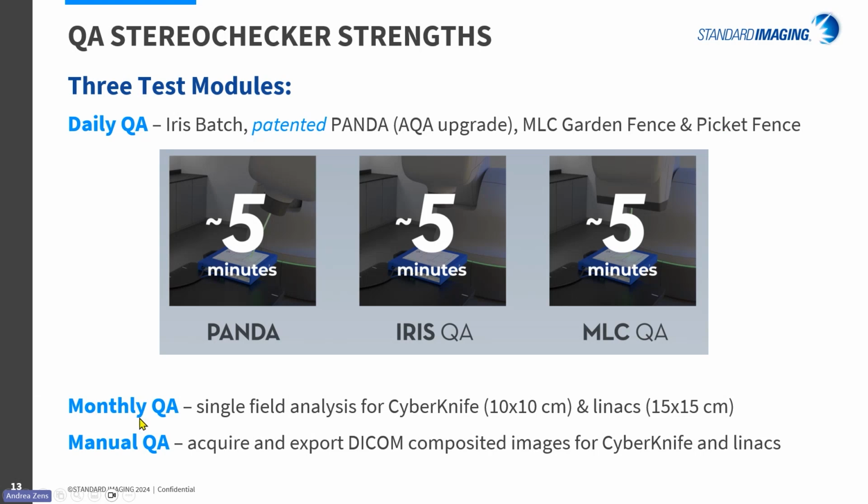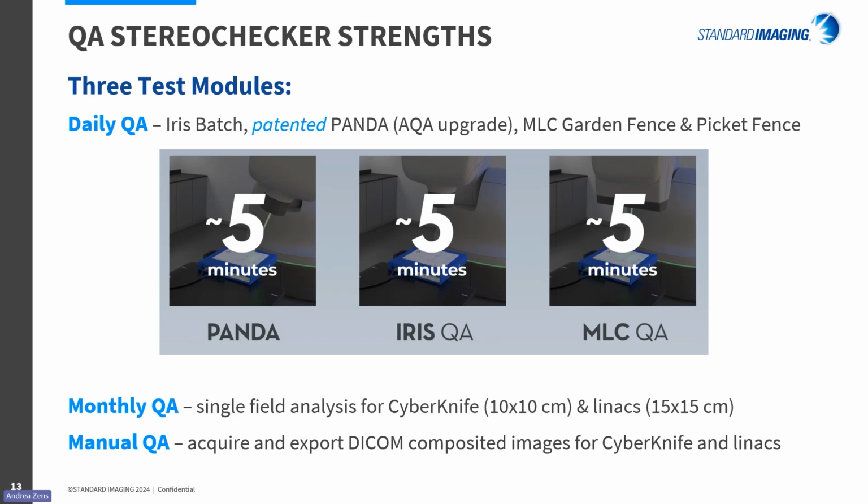Monthly QA is single field analysis. For CyberKnife, that's up to 10 by 10 cm fields, and for Linac, 15 by 15. And manual QA is where you can acquire and export DICOM composite images for CyberKnife and Linac. You can composite up to 10 images and export those for further analysis elsewhere.